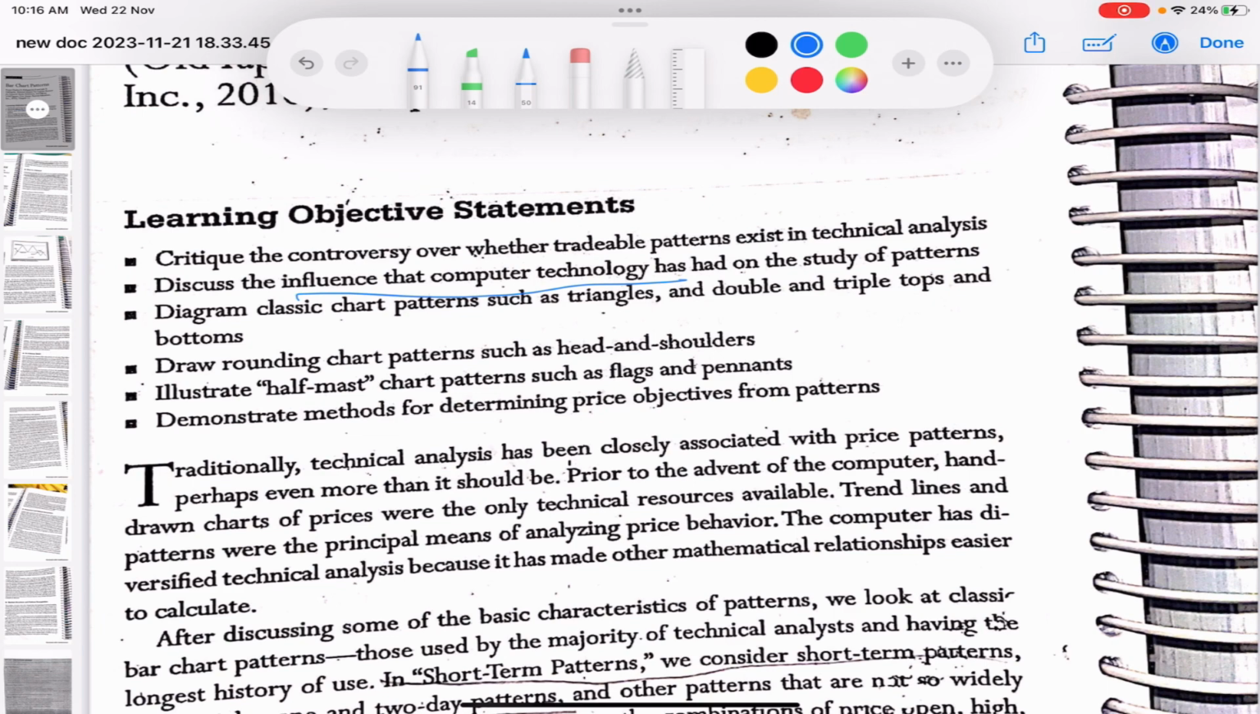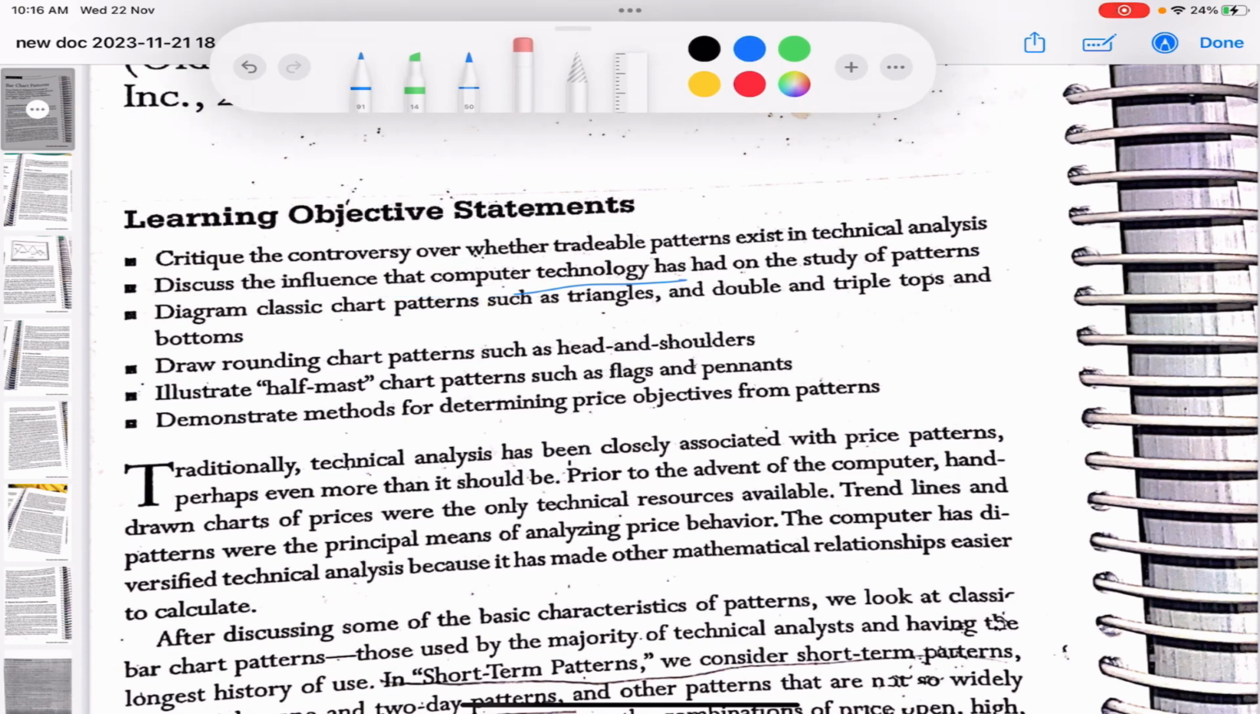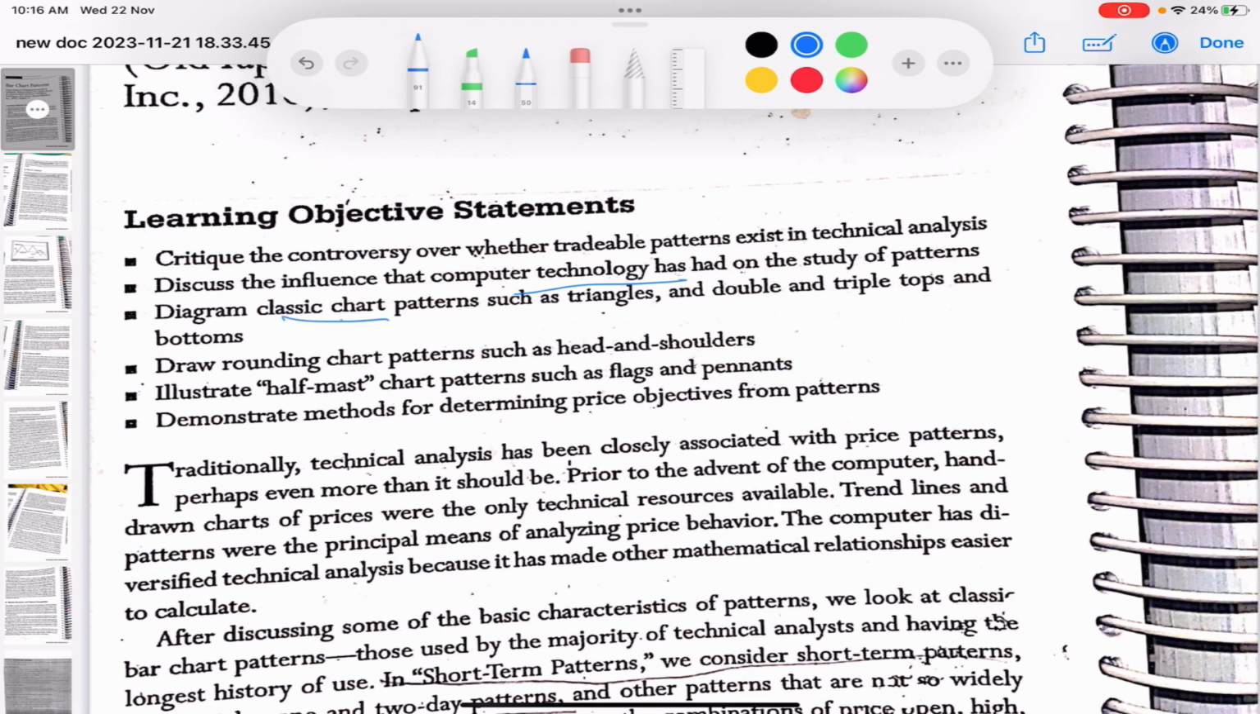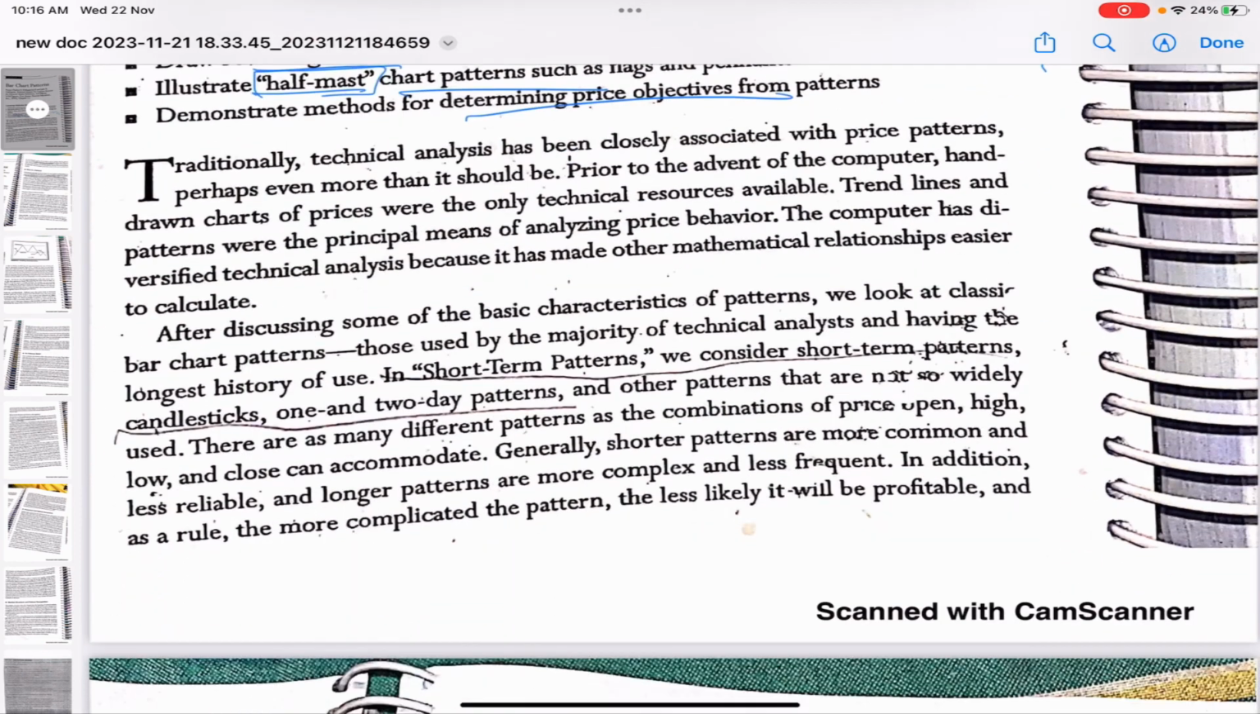Earlier, when computers were not there, trading used to be a very tedious task. Not only trading, the gathering of data used to be very difficult, but now that we have computers, that has become really easy. Classic chart patterns such as triangles. We'll be seeing what the chart patterns are, and what rounding chart patterns are, like the head and shoulders and stuff like that. Then we'll see what half mast chart patterns are. Half mast chart patterns are usually the flag and pole and the pennant pattern. Okay. And then we'll see how to determine price objectives.